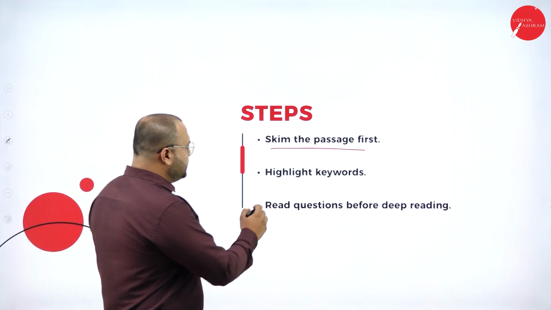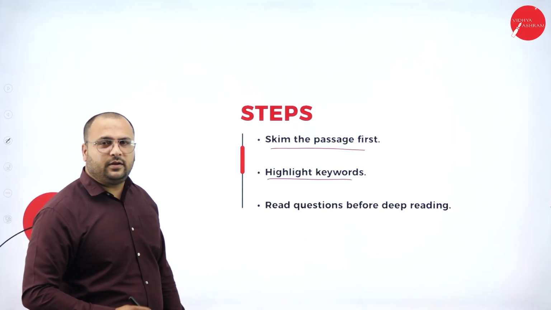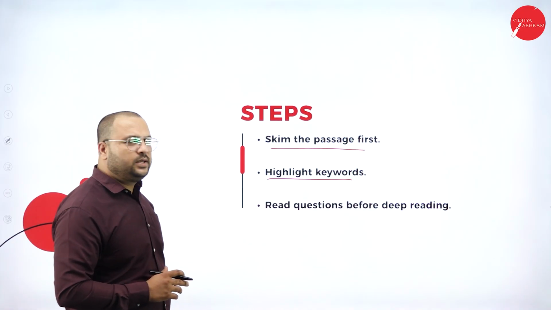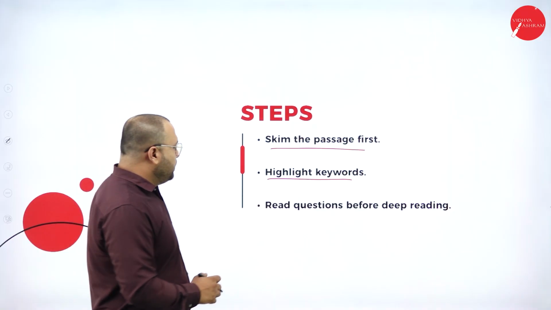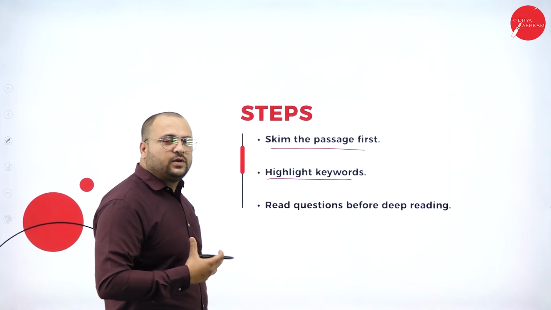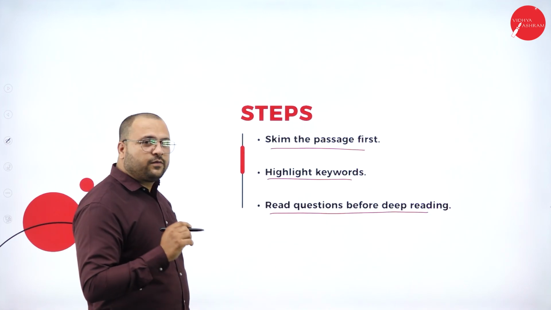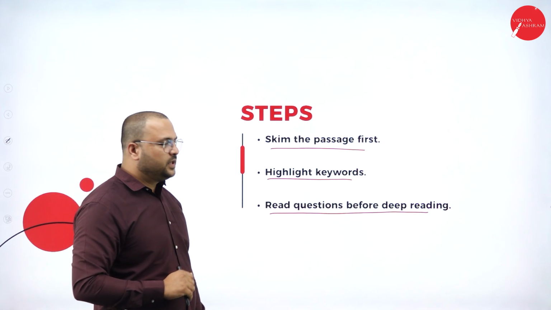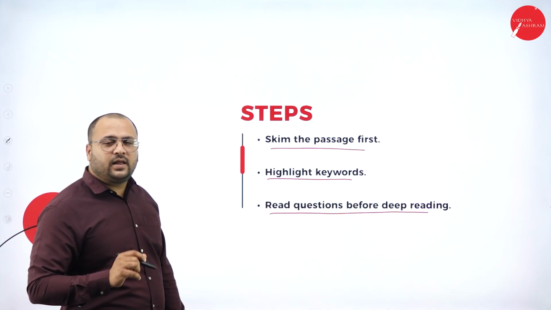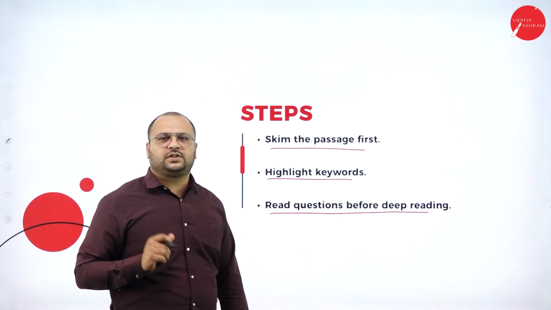Second thing, highlight keywords. When you are reading it, you will have a pen in your hand and then you have to highlight the key points, important words in the passage. But in order to answer the questions which will be asked, you have to read the questions before deep reading. First thing is the skimming of the passage. That means you read it on the surface level. Then you highlight the keywords. Then before you read it again for deeper understanding, you have to go through the questions first.